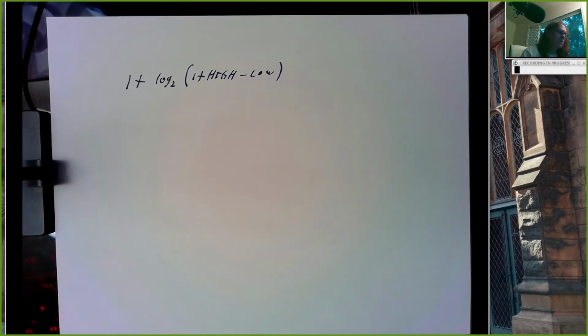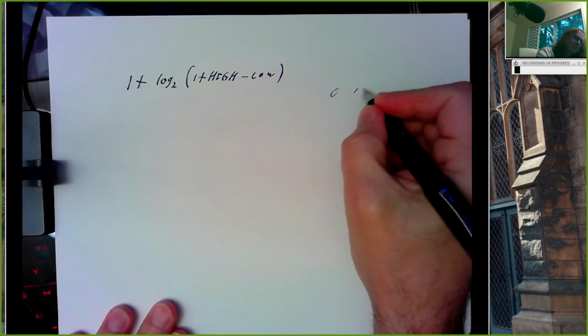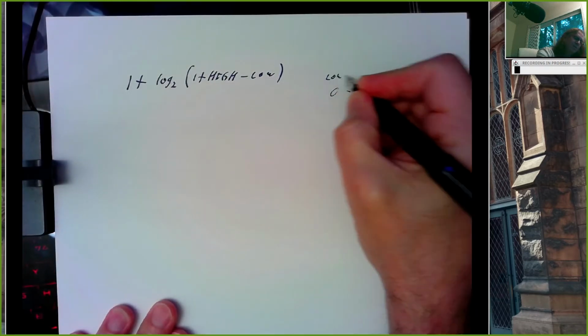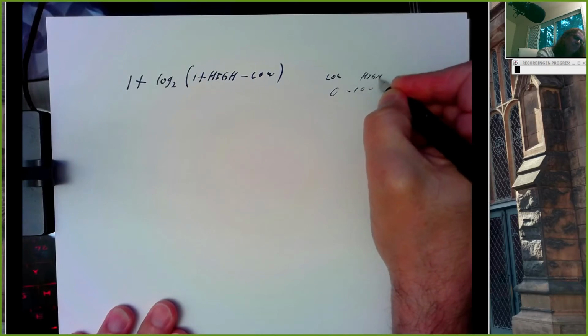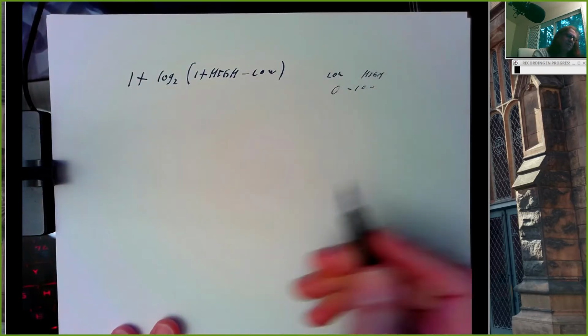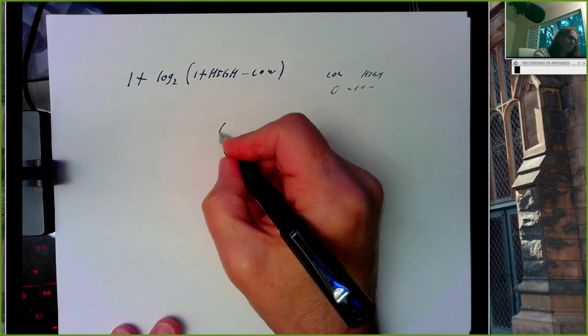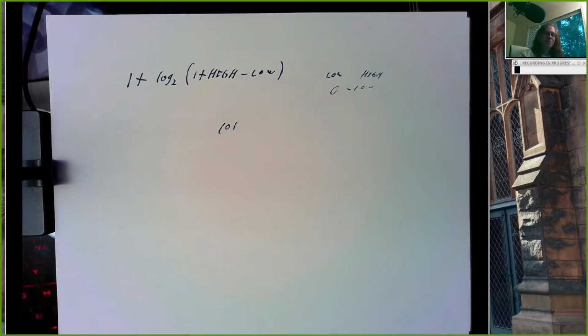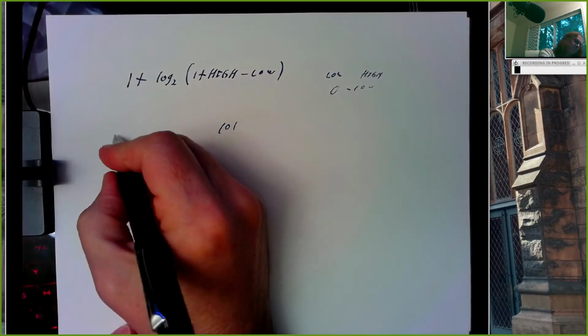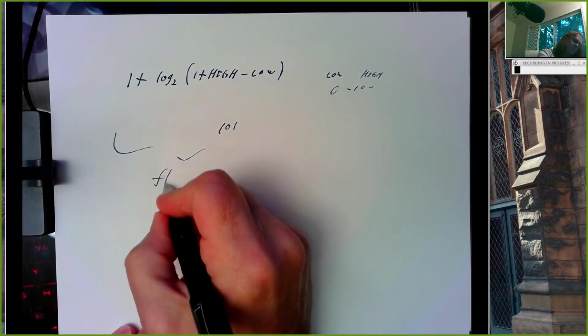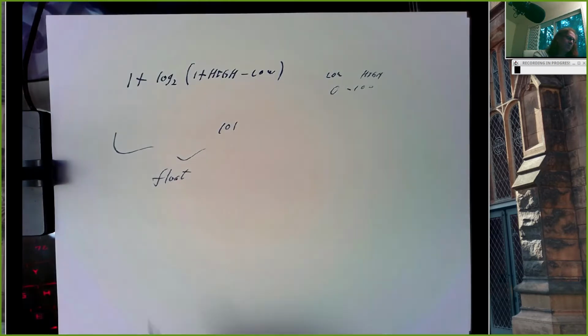So you're starting off with your low and high. If you're playing the game from 0 to 100, this is low, this is high. Take 1 plus high minus low, that'll be 101. Take the log base 2 of that, we'll tell you how to do that in a second, add 1. All of this will be a real number, a float or a double.